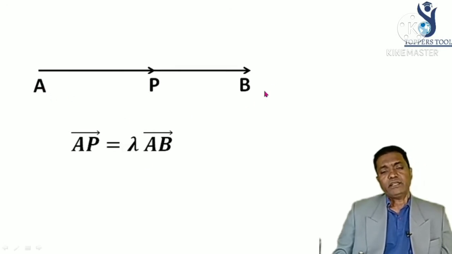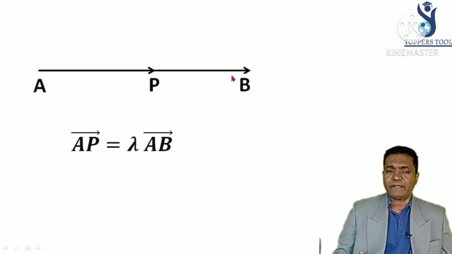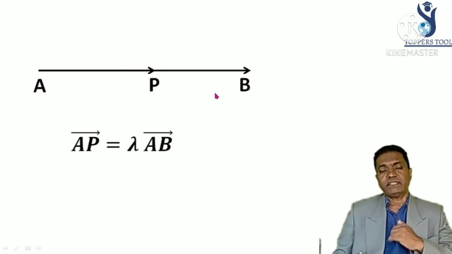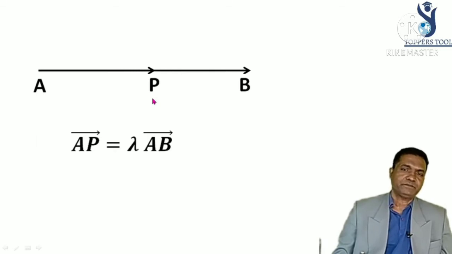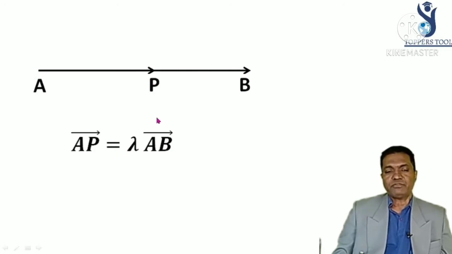Here also, looking at this, there are 2 vectors: one is vector AB and another is vector AP. Vector AP is on the vector AB, meaning they are on the same line. In such a case also you can say that vector AP is equal to lambda times vector AB. So here AP is what?